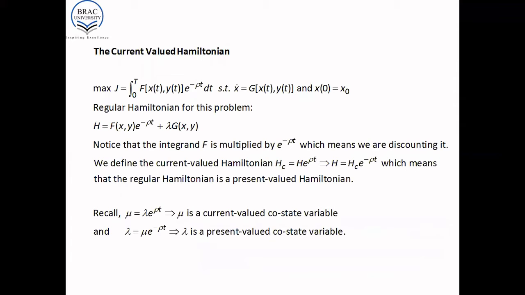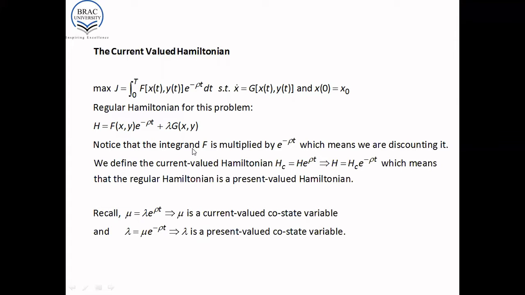So let's look at the current valued Hamiltonian. Now maximize this functional between 0 and capital T, the integral of F(x(t), y(t)) times e to the power negative rho t dt, subject to x dot equal to g of x(t) and y(t), and x(0) is equal to x naught. The regular Hamiltonian for this problem is H equal to f(x, y) e to the power negative rho t plus lambda g(x, y).